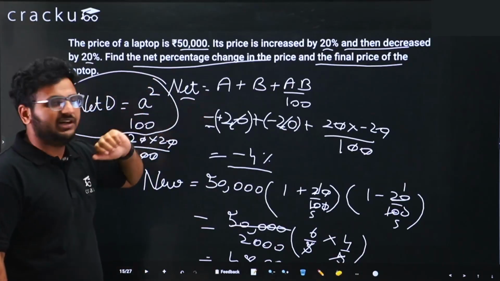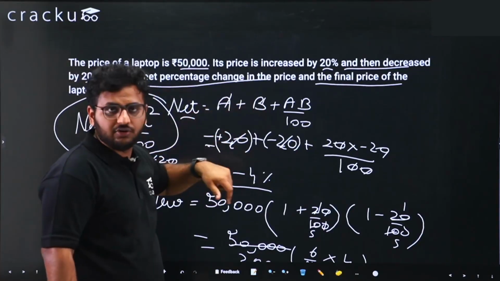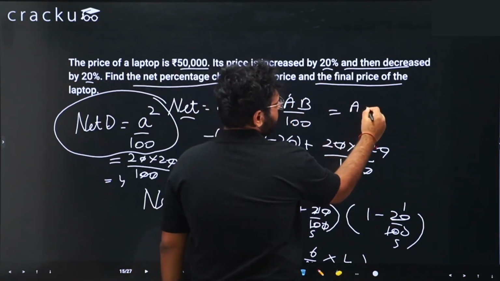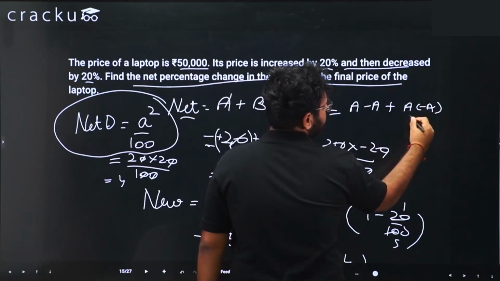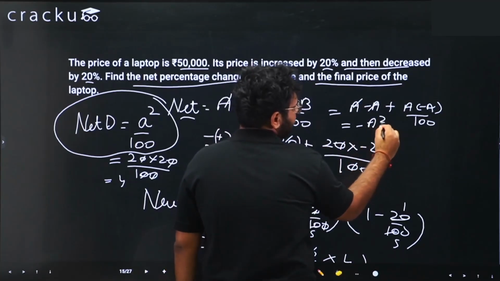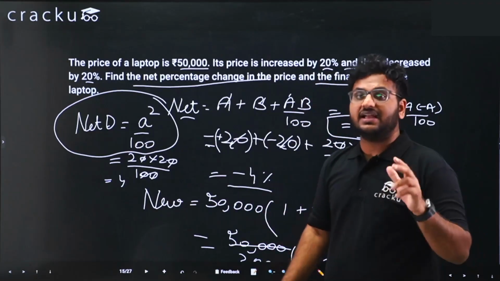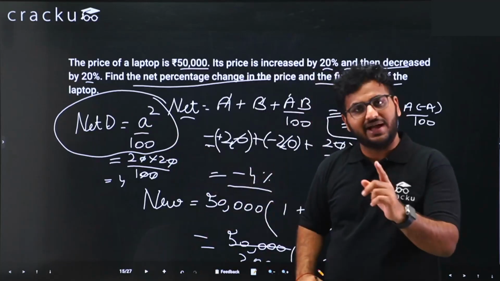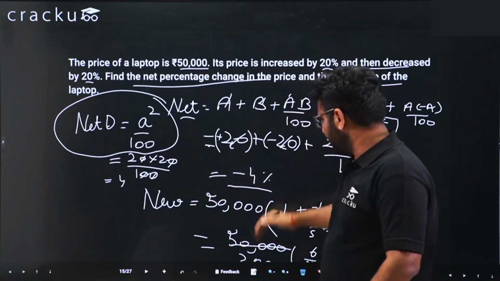This comes from this formula only, because we know that A is equal to minus B. So this both will get cancelled out, and this will be A into minus A by 100. So this will be A minus A plus A into minus A divided by 100. So A gets cancelled out. This will be minus A square by 100. So always remember, when the net percentage is asked and increase and decrease both are same, then the net decrease will be equal to A square by 100. This is one formula which will help you directly solve it. We don't need to do all this calculation.